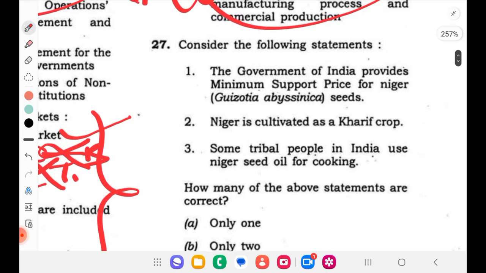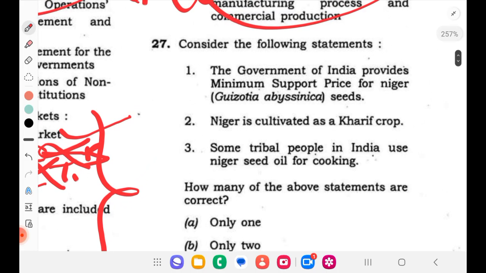So we have 27 question. Consider the following statement. The government of India provides minimum support price for Niger seeds. Okay. Niger cultivated as a kharif crop. Some tribal people in India use Niger seed oil for cooking. So here what they are talking? They are talking about how many of these are correct is what they are asking.